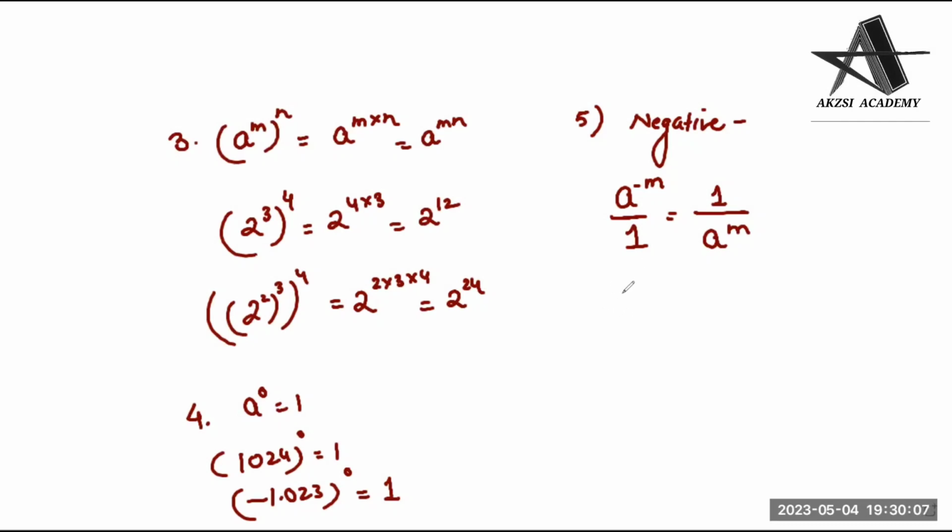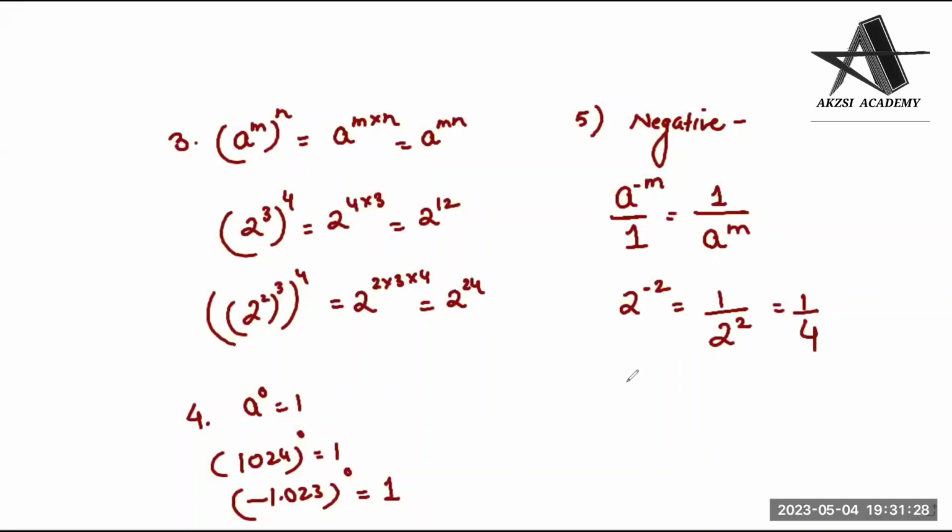So suppose your question is 2 to the power of minus 2. So you need to flip it, 1 over 2 squared, which is 1 over 4. So this is how you can deal with the negative power.